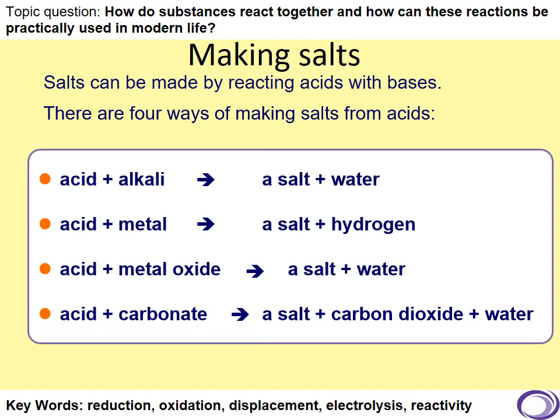In all but a pure metal, water would also be produced. However, if we've just got a metal, we only get hydrogen. And then with a carbonate, because we've got that carbon in there, we can also produce carbon dioxide.